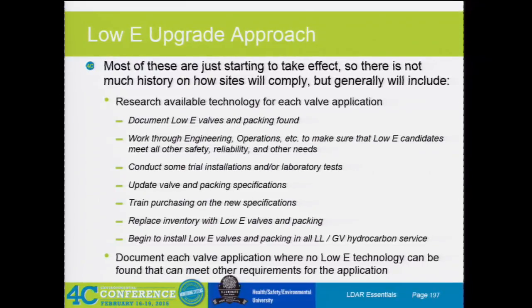So what we're going to do is, with all of these starting to take effect, there is not much history on how sites will comply, but generally we'll include research of available technology. So I just mentioned that. We have amassed a whole bunch of data for this. Document low-E valves and packing found. Work through engineering, operations, etc. Because now you're going to have a different type of component. Might be a different metallurgy. Might be something that comes into play. So now maybe the flanges are a little bit different than what they were for your old components.